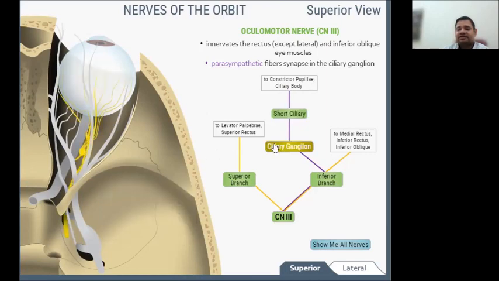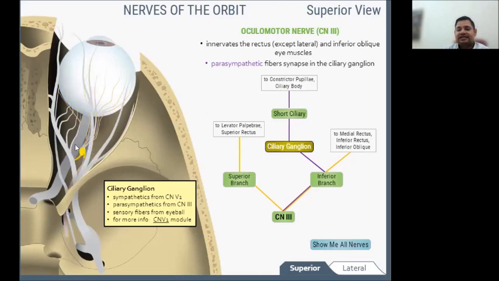Then in the ciliary ganglion, you can see this is the ciliary ganglion. It is sympathetic from cranial nerve number V1. V1 means the trigeminal first part, that is the ophthalmic nerve. Parasympathetic from cranial nerve number 3. So here we are talking about cranial nerve number 3 only. Sensory fibers from the eyeball.